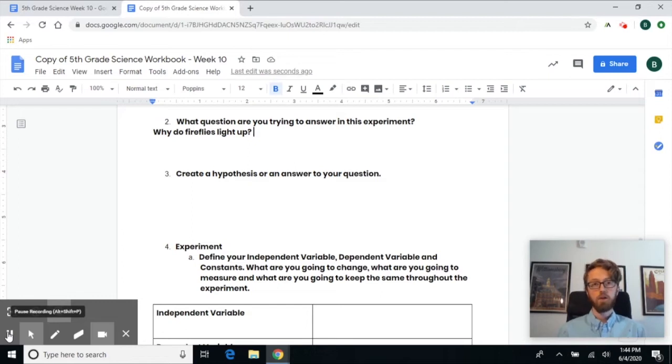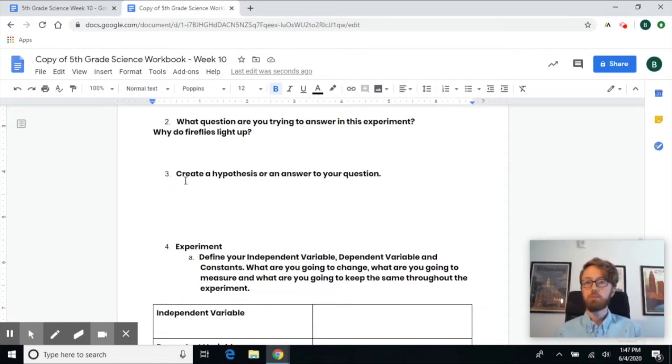So I'm going to write down my hypothesis, or why I think fireflies light up. The next part, our hypothesis, is an answer to our question. Scientists write it in a specific form called the if-then form. We might need to go down to the next section where we talk about the independent and dependent variables. This will help us write our answer in our if-then form.